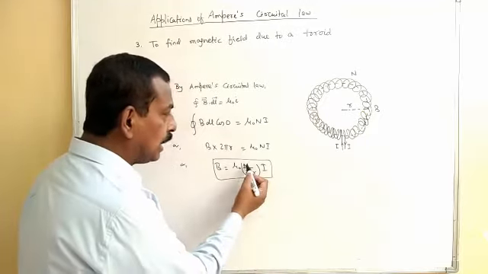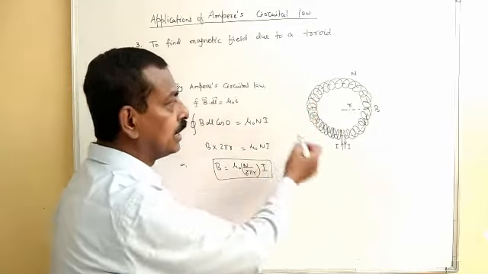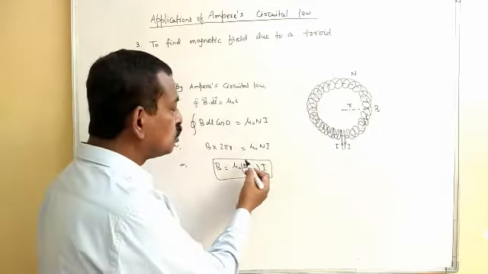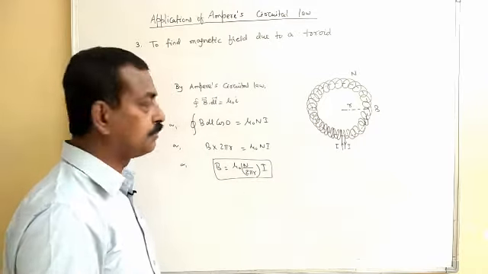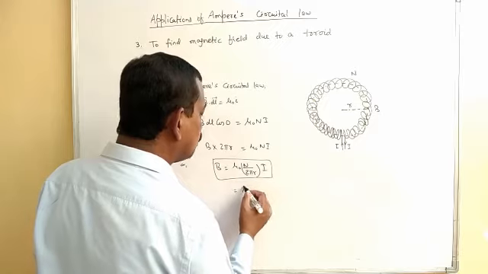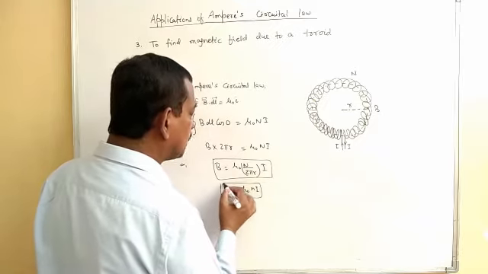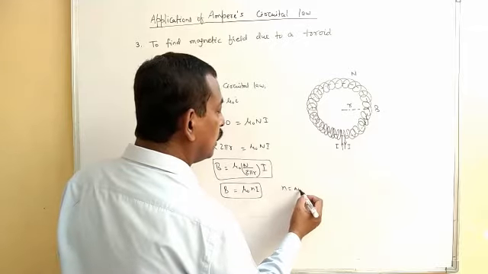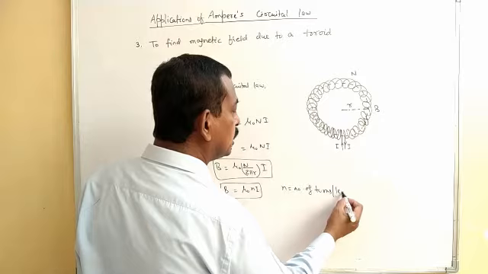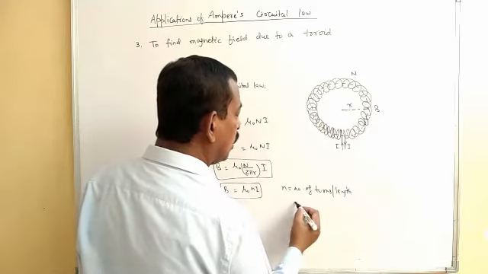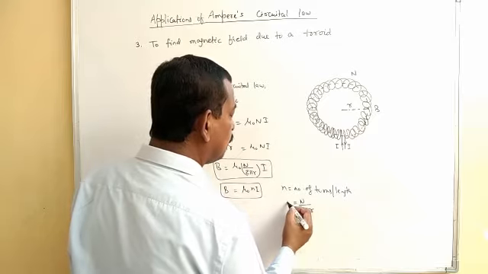Now this capital N by 2 pi R: N is the total number of turns and 2 pi R is the entire length there. So this can also be taken as the number of turns per unit length of the toroid. So this can be written as mu naught nI, where n represents the number of turns per unit length of the toroid, which is capital N by 2 pi R.